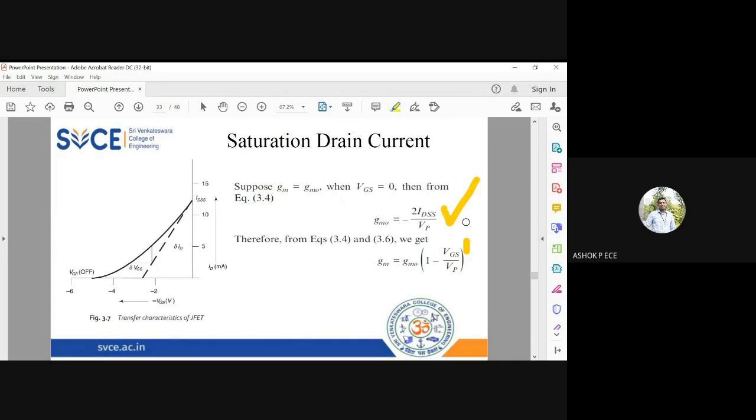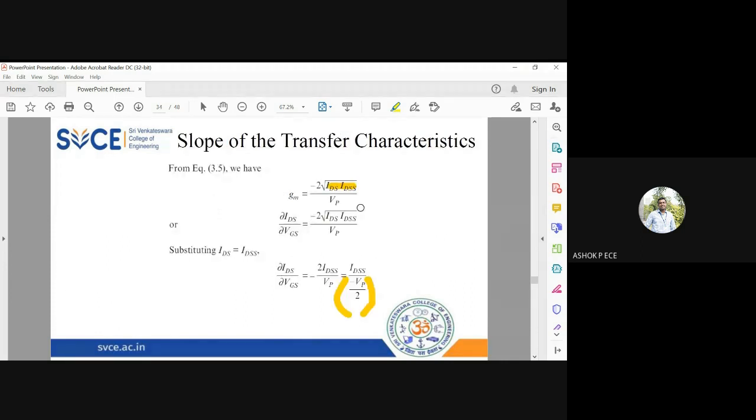After finding all these expressions, I am just analyzing what will happen when IDS equals IDSS in the expression for gm. So this is the expression for gm. In the expression, I'm substituting IDS equal to IDSS. Wherever I have IDS, I'm replacing it by IDSS. So you get minus 2 into IDSS into IDSS. If you take the square root, you'll get only one IDSS by VP. And this 2, I'm bringing it here, so it is IDSS by minus VP by 2.